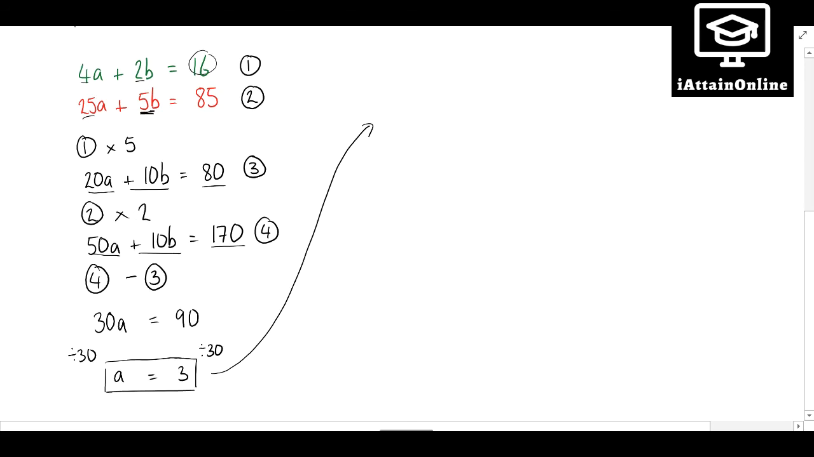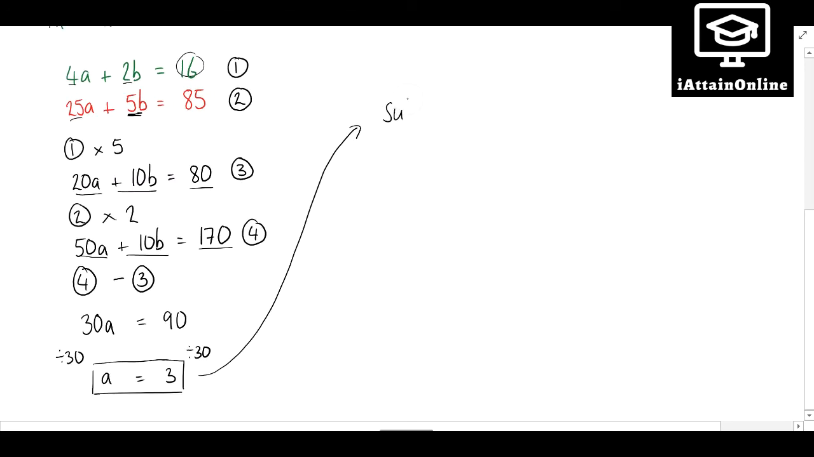We are now going to use that value to find out what b is. So I'm going to substitute a equals 3 into either one of the original two equations. Don't use your equation 3 or 4. I would suggest using either 1 or 2. Now, to me, equation 1, because it's got lower numbers, looks easier to work with. So I'm going to substitute into equation 1. Let's just write out equation 1 again.